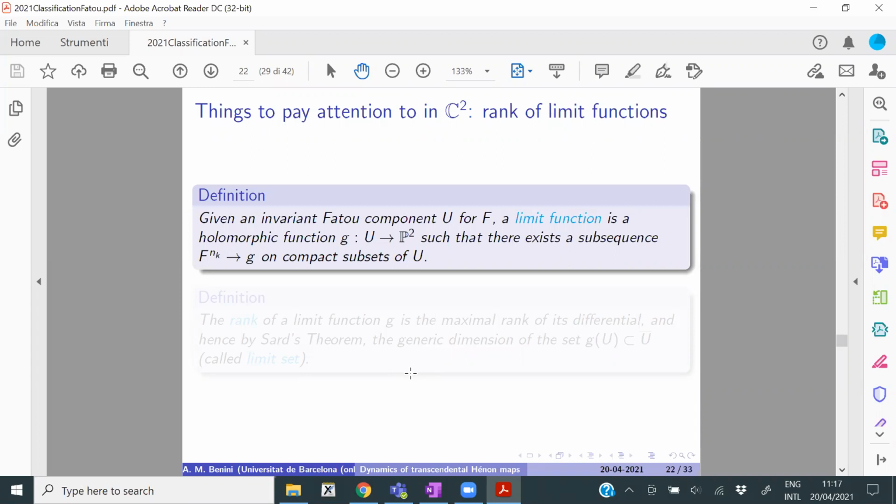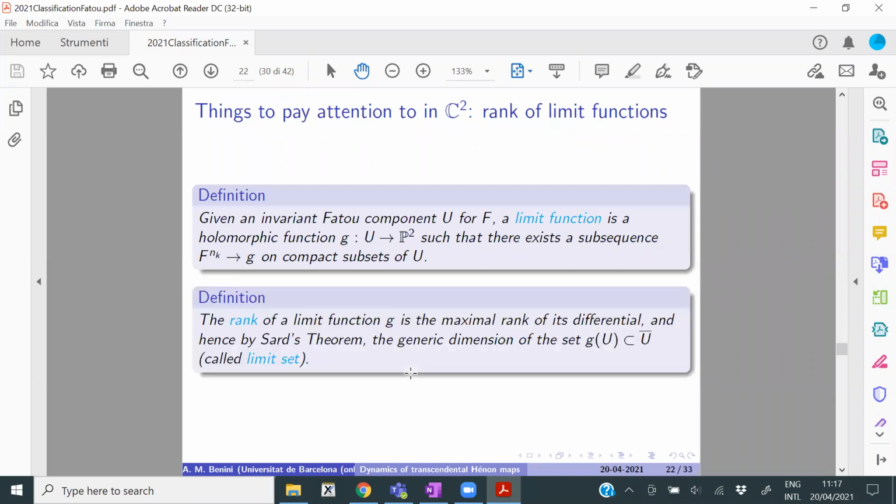Or the image of your Fatou component is going to be an open set. Okay, so these are the rank 0 case in which you converge to a point, and the rank 1 case in which you converge to a manifold. Again, smoothness is another thing to discuss, I don't want to get into this, but you should imagine a one-dimensional object. And finally, you could be an open map. So the image under this limit map of your manifold is going to be a two-dimensional object.